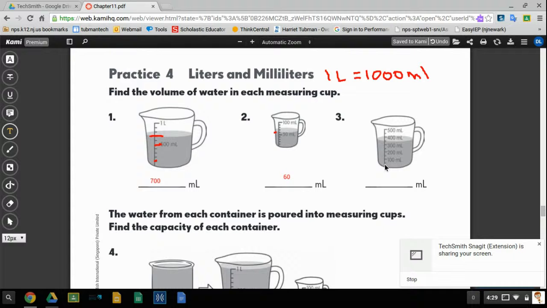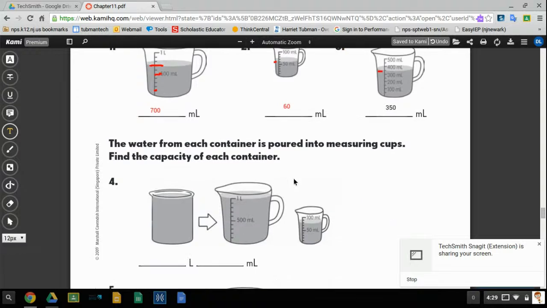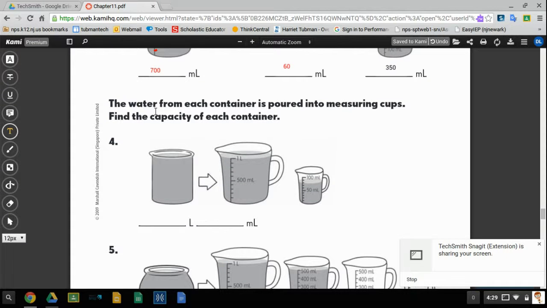Over here, let's look at it. So right here, I know that every other is 100. So that's 100, that's 200, that's 300. So that means if I split it in half, I'm counting by 50s. So that's 50, 100, 150, 200, 250, 300, and that right there is 350. 350 milliliters.